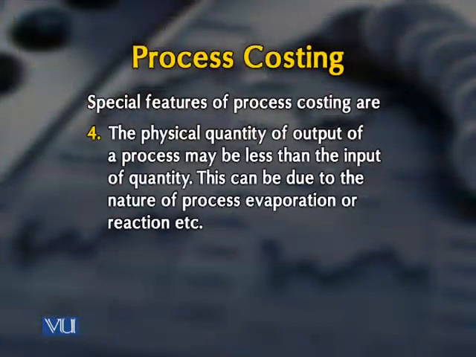Now the physical quantity of output of a process may be less than the quantity of input. It's always like this: you started, let's say, with 10,000 kgs, you might not get an output of 10,000 kg because there may be some evaporation and some loss, and there may be some other things, normal or abnormal losses. So that's why the input and output cannot be the same in process costing. This can be due to the nature of the process, evaporation or reaction, etc. So there can be many causes of this difference.